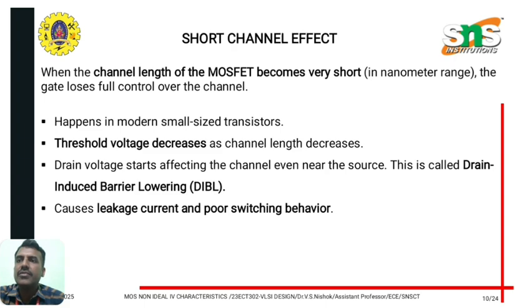So next one is short channel effect. This short channel effect is reducing the channel. When the technology advances with the reduction in the transistor size, the channel length is also reduced, so that the flow of electrons will be reduced. That is nothing but your short channel effect. Due to this, the drain voltage starts affecting the channel even near the source. This creates an effect called the drain induced barrier lowering effect. This causes leakage current and poor switching behavior. So all this affects the performance of the MOS transistor.